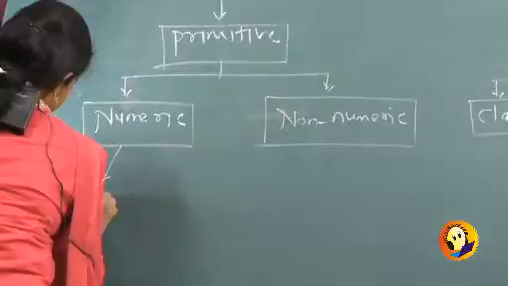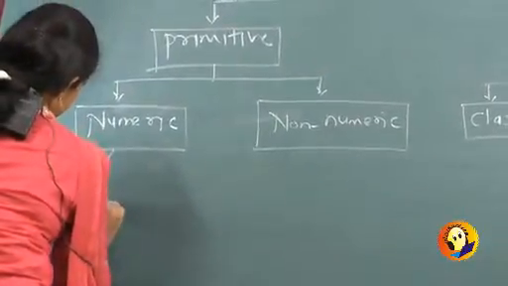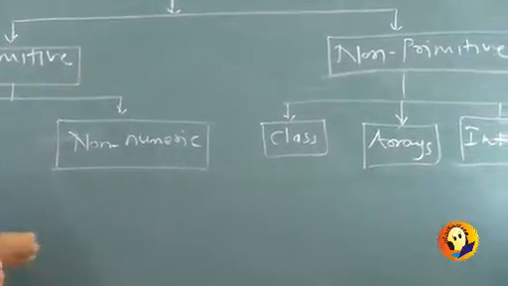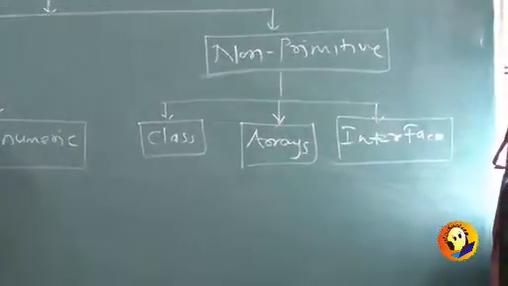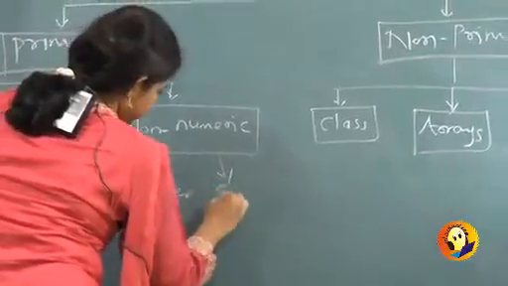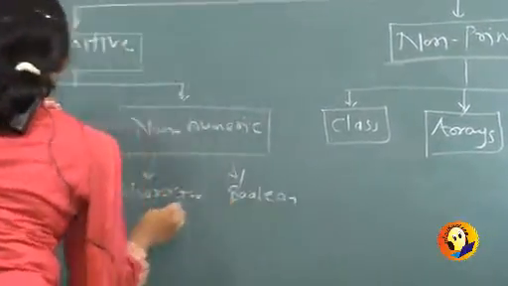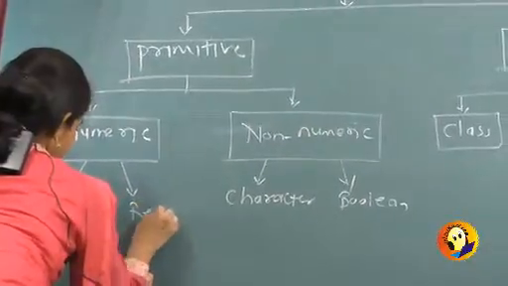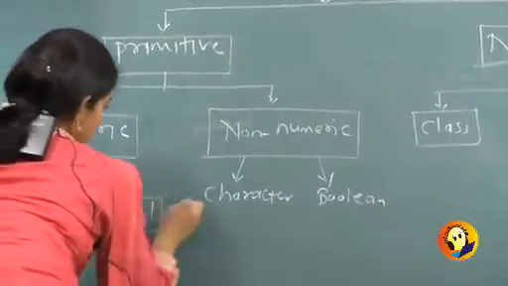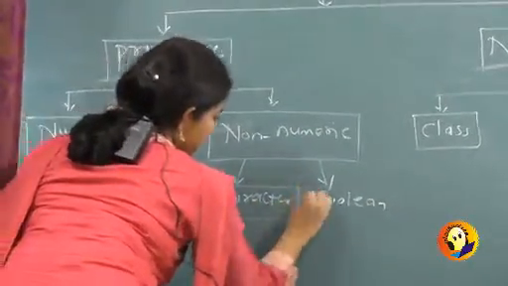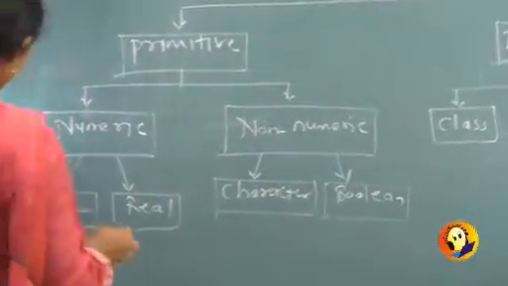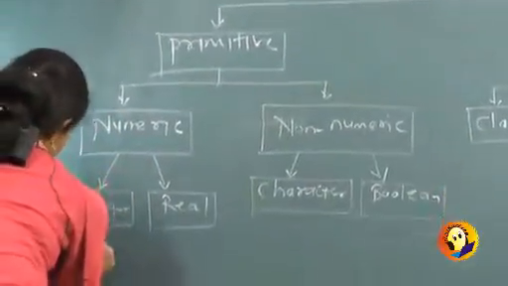Further, numeric data types are divided into integer and real, and non-numeric data types are divided into 2 types: character and boolean. Numeric data types are divided into 2 types: integer and real. Non-numeric data types are divided into 2 types: character and boolean. Integers are again divided into 3 types.